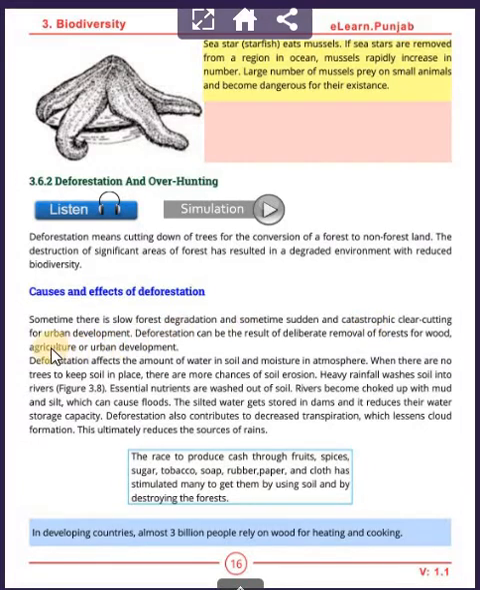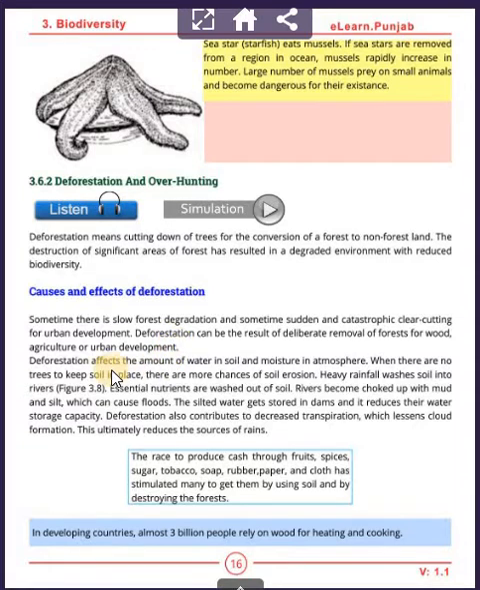Like for developing a city, for making some industries, it happens that there is a sudden clear cutting of the trees, and it has a very huge effect on the biodiversity. Deforestation can be the result of the deliberate removal of forest for wood. The wood is also needed for agriculture or for urban development. These are the three main reasons for deforestation.